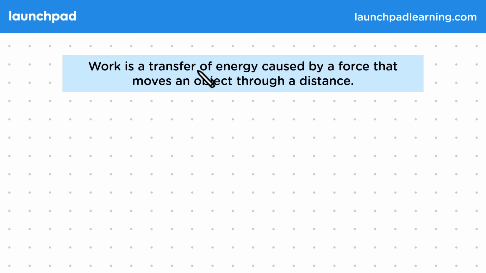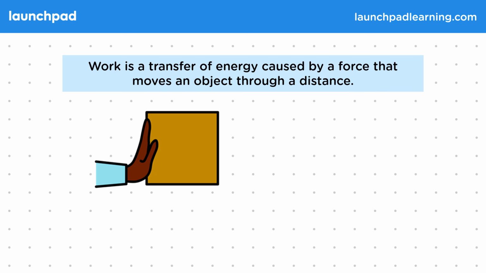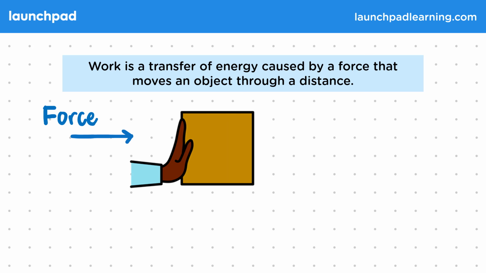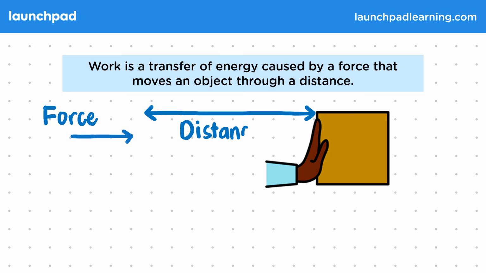Work is a transfer of energy caused by a force that moves an object through a distance. Let's see what this means using our box example again. Here, our hand is applying a force to the box, making it move forward some distance. So what energy changes are happening here?